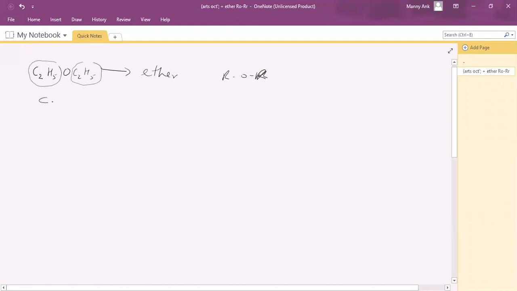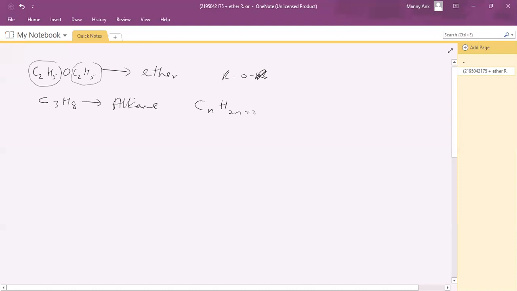Now what about C3H8? Which one would this be? Alkane. So an alkane, because if you look at the formula, CnH2n+2, 2 times 3 is 6, plus 2, that gives you 8. So it's an alkane. So you have single bonds in here, correct?